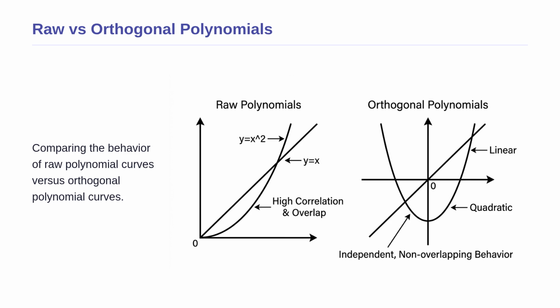Now look at the right side, showing our orthogonal polynomials. The linear trend passes straight through the center, while the quadratic curve forms a perfect symmetrical U-shape balanced around that exact same center point. Because they are centered and balanced, their shapes do not interfere with one another. This visual independence is exactly what makes our regression model stable.